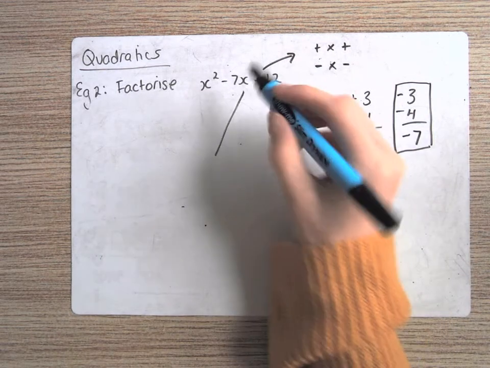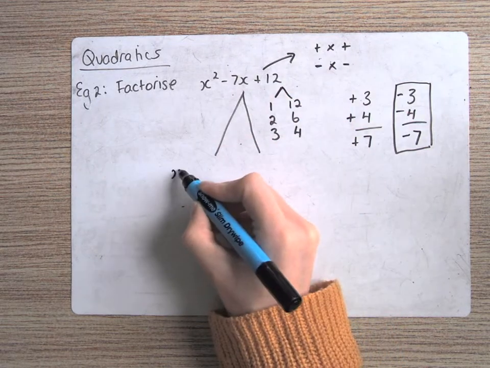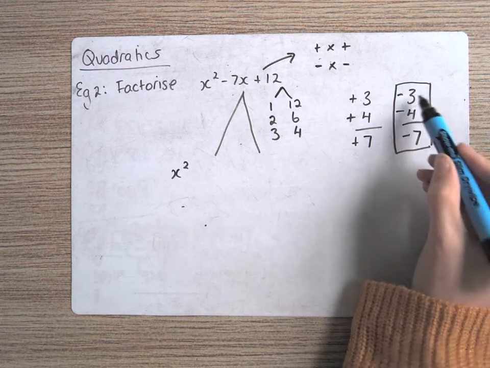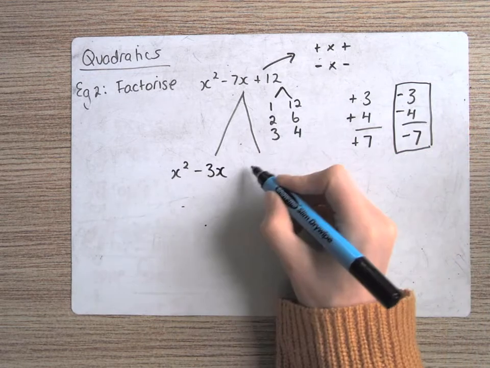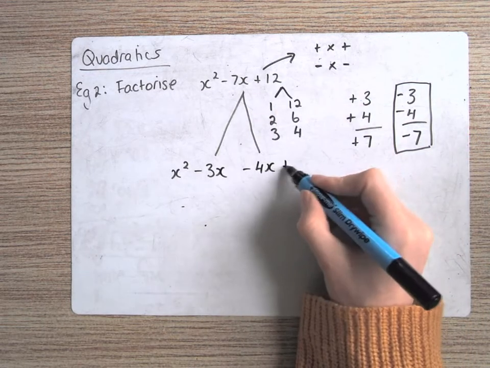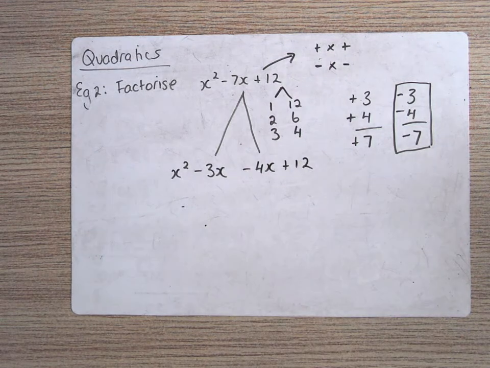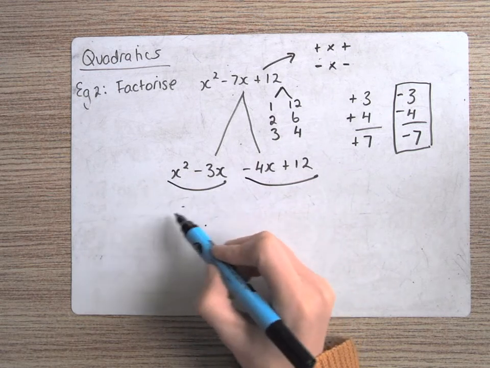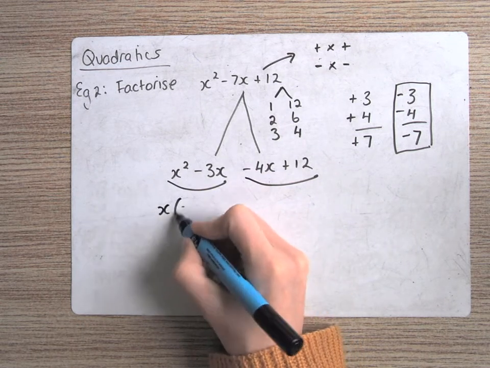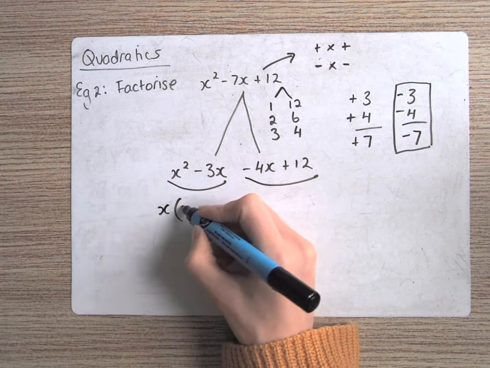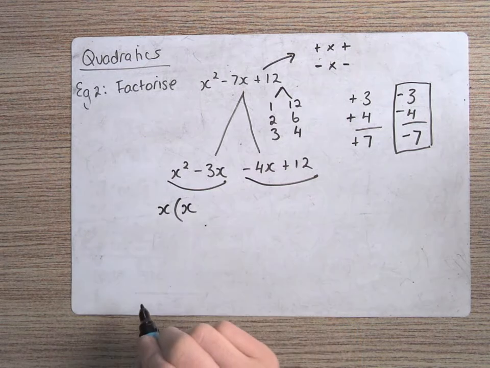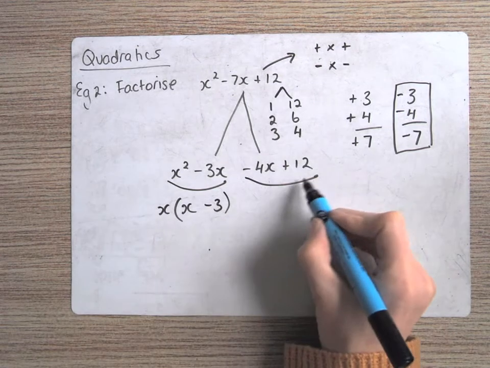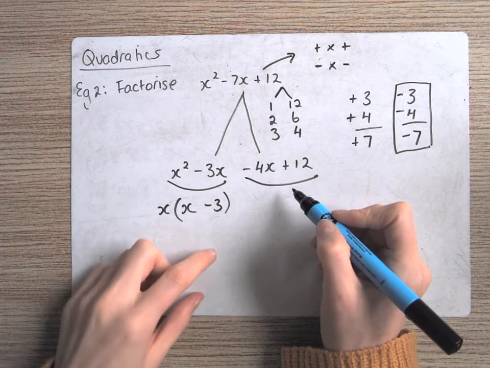So I'm writing it out again. X squared, instead of the minus 7x, what am I putting in? Minus 3x and minus 4x plus 12. And then we're just grouping. What's common to x squared and minus 3x? X. X by what gives you x squared? X. X by what gives you minus 3x? Lovely. And what's common here? 4.